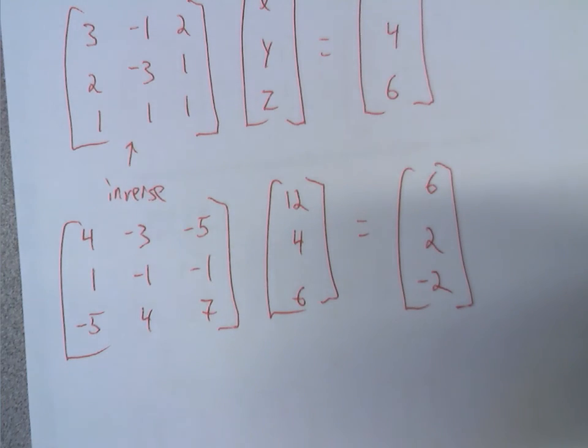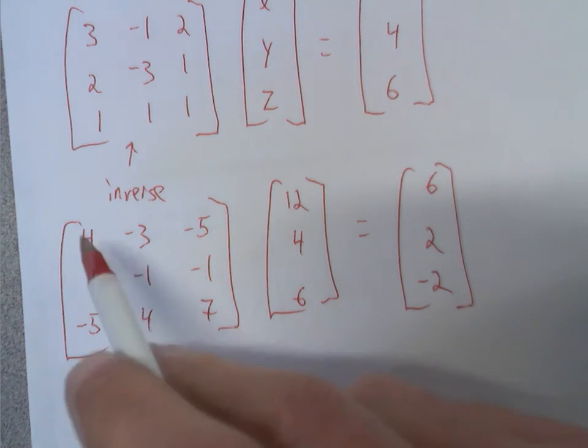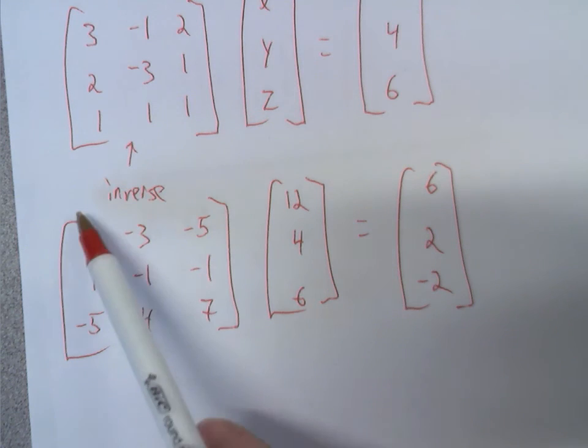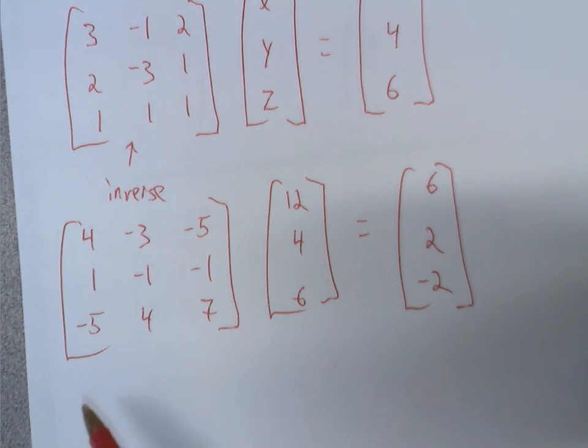You can do this with varying sizes as long as we have enough variables to make a 2 by 2 or 3 by 3 or 4 by 4. It all works out.